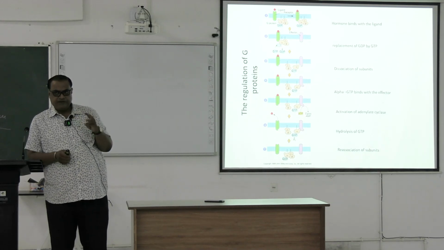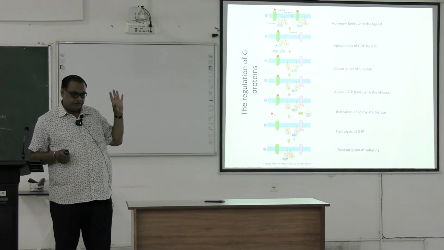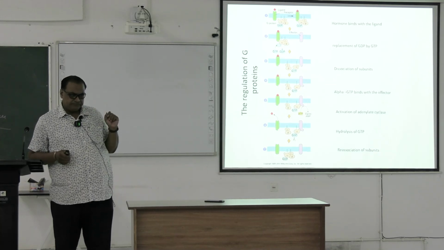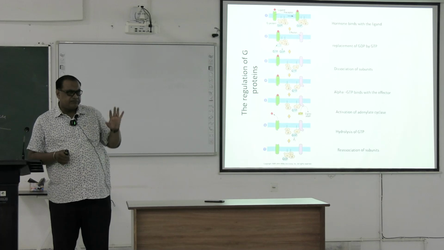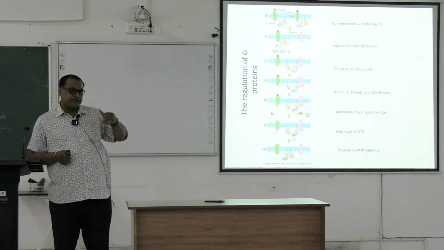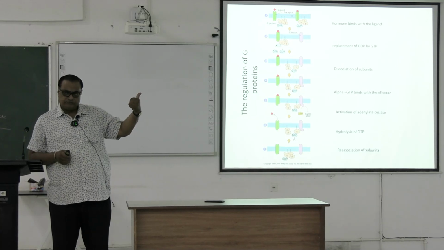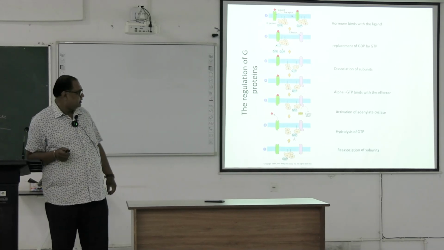Correct? Epinephrine, norepinephrine, glucagon, they all act through G protein and cyclic AMP as second messenger. G protein is not a second messenger. It is a bridge between the second messenger and the outside hormone. Correct? Fine.